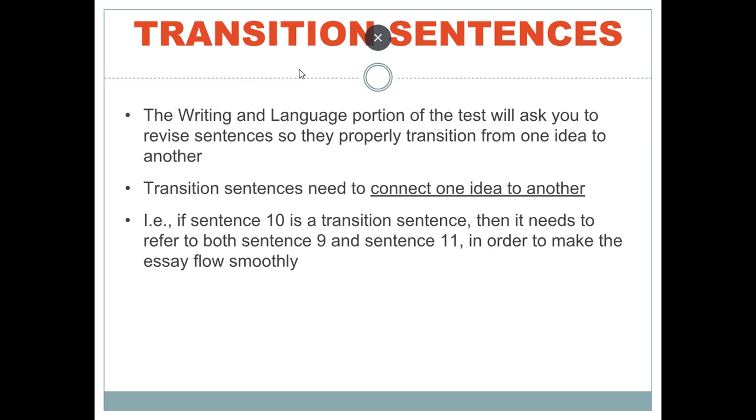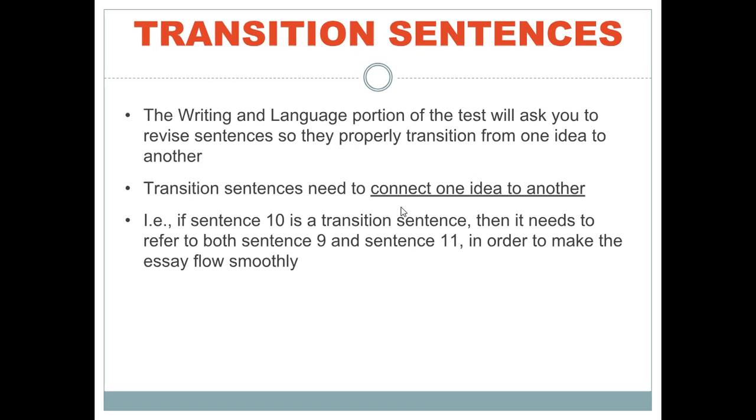And the general flow of this presentation, a little different than the past ones, is that we're going to look at a particular type of question on the test, not like a grammatical rule or something, but a particular type of question, and then an example of it, and think about strategies for how to solve them. So the first type of question is transition sentence questions. These are questions that will ask you to revise a passage so that ideas better transition from one to another.